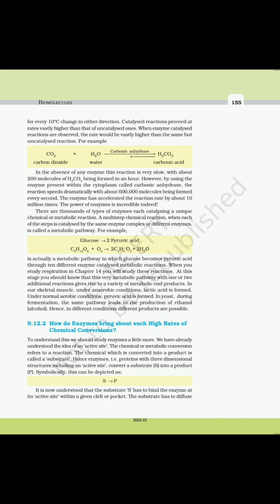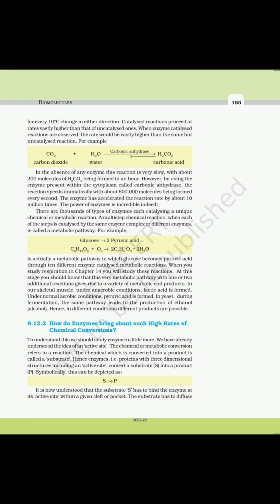There are thousands of types of enzymes, each catalyzing a unique chemical or metabolic reaction. A multi-step chemical reaction, when each of the steps is catalyzed by the same enzyme complex or different enzymes, is called a metabolic pathway. For example, glucose → pyruvic acid is actually a metabolic pathway in which glucose becomes pyruvic acid through 10 different enzyme-catalyzed metabolic reactions. When you study respiration in Chapter 14, you will study these reactions. At this stage, you should know that this very metabolic pathway with one or two additional reactions gives rise to a variety of metabolic end products.